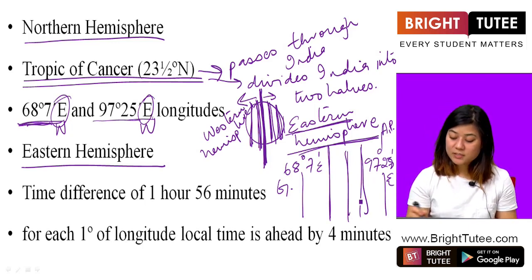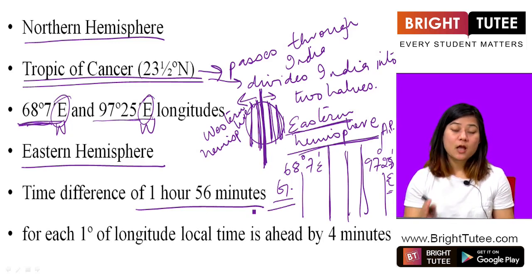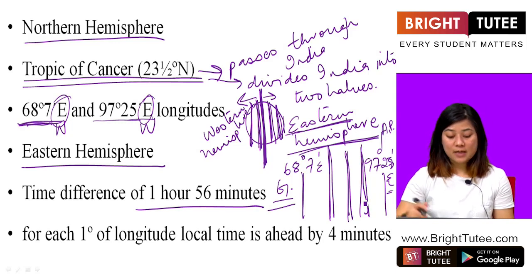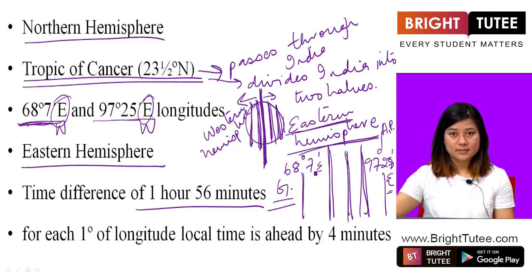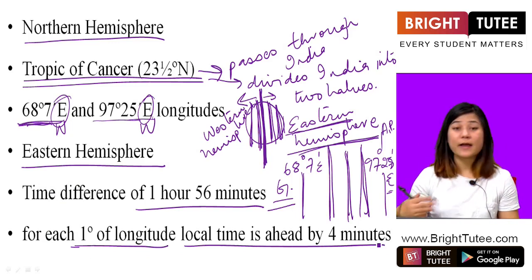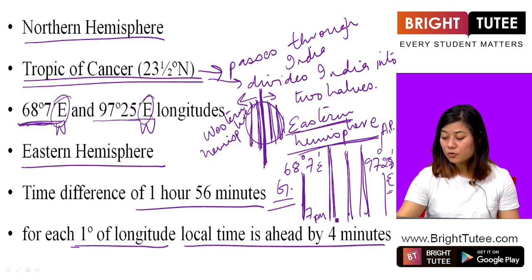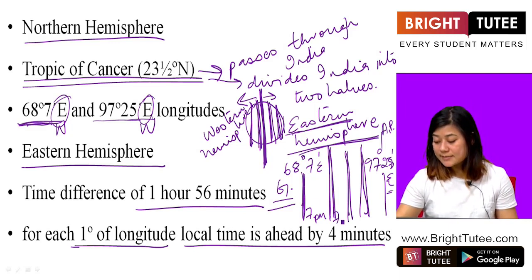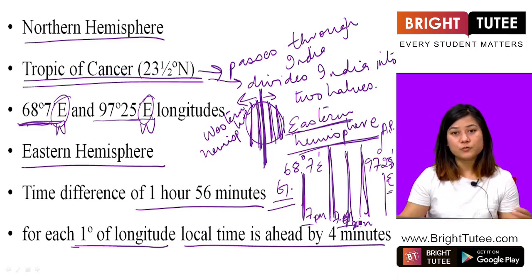The time difference between the longitude in the west and the longitude in the east is 1 hour 56 minutes, meaning each longitude has its own time. As you go ahead from 68, 69, 70, 71, and so on, with each 1 degree of longitude, the local time is ahead by 4 minutes. So the time here at Gujarat could be 7 p.m., but as you go on to the next longitude, it could be 7:04 p.m. The time gets added on as you move further east.